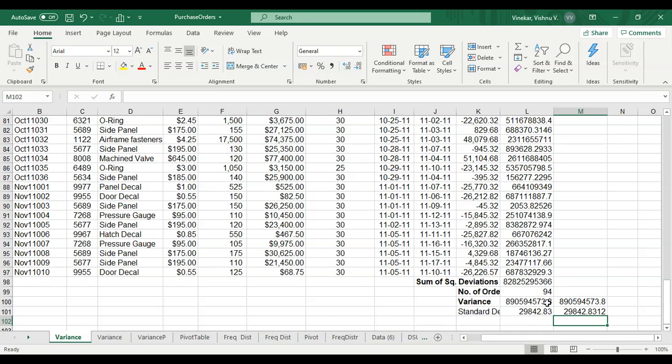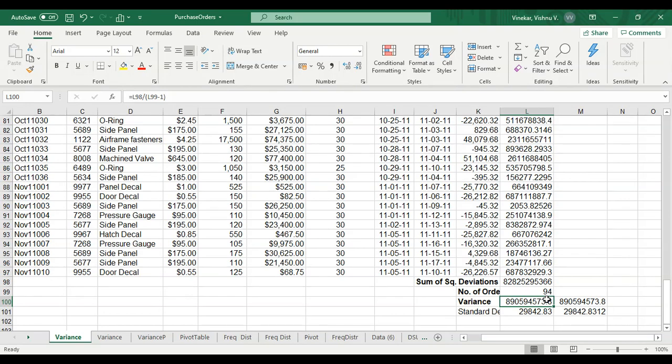Okay, so the important thing here, the calculation we did was we divided by the count of orders minus one. Instead of 94 orders, we divided by 93 orders. So this is the formula for a sample. Since it's just a sample, the actual variance of the population might be larger, which is why we use a smaller number in the denominator to get a larger variance.